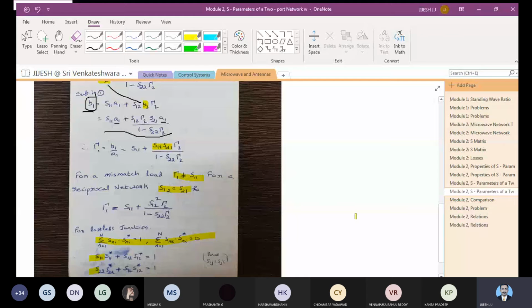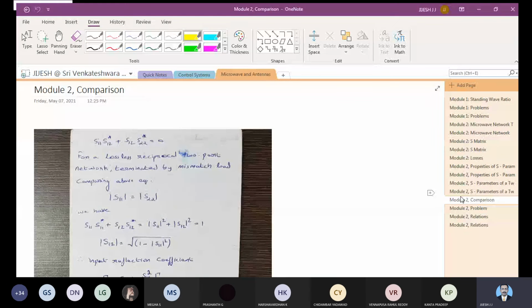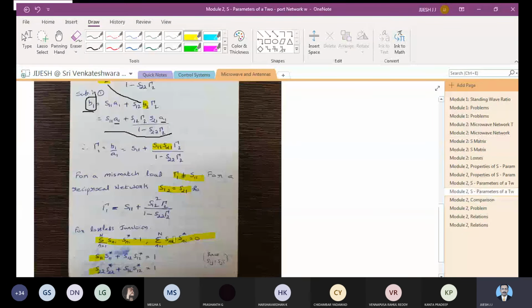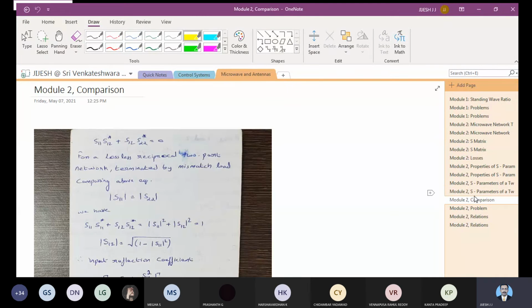So we have here Snk Ni conjugate is equal to 0. So from that we can write this equation: S11 S12 conjugate plus S12 S22 conjugate will be equal to 0. So these are all the equations required for us by using the property of S parameter, that is the third property. For a lossless reciprocal two-port network terminated in matched load, you can see here that S11 is equal to S22.